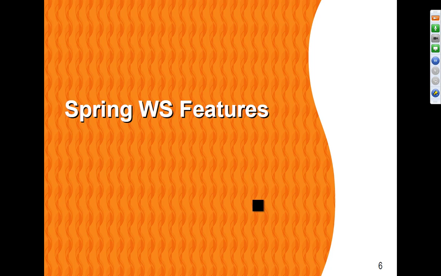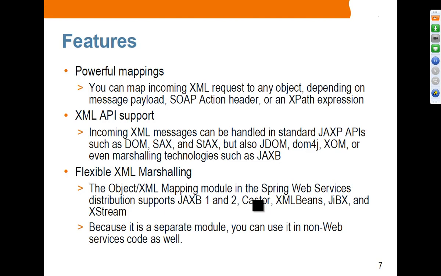So let's talk about the Spring Web Services features one more time. It provides powerful mappings. As I said before, it provides pretty powerful mapping facilities based on payload, the contents of the message, and the action header or XPath expressions. Okay. So you can actually use various schemes to extract, for example, a certain fragment of the XML payload and things like that.